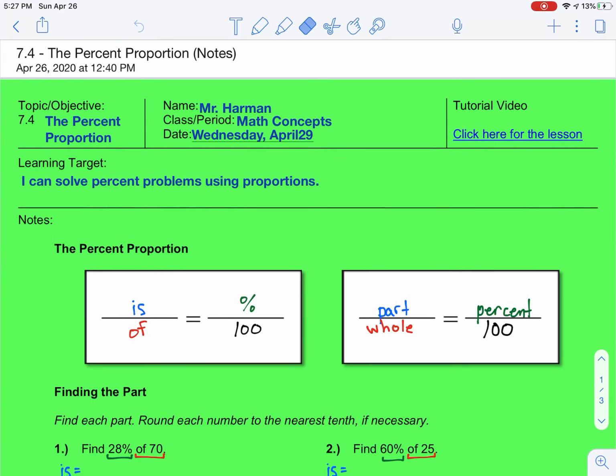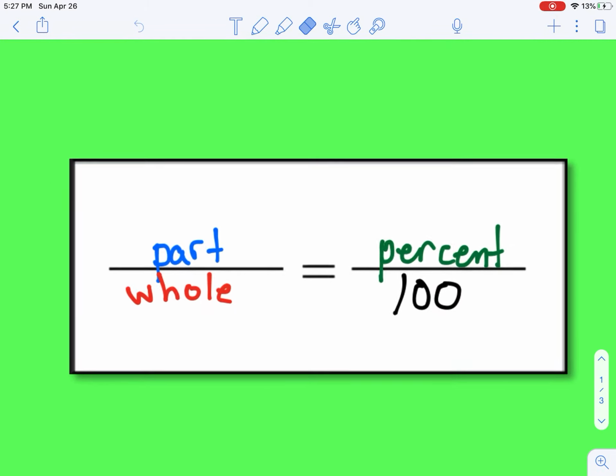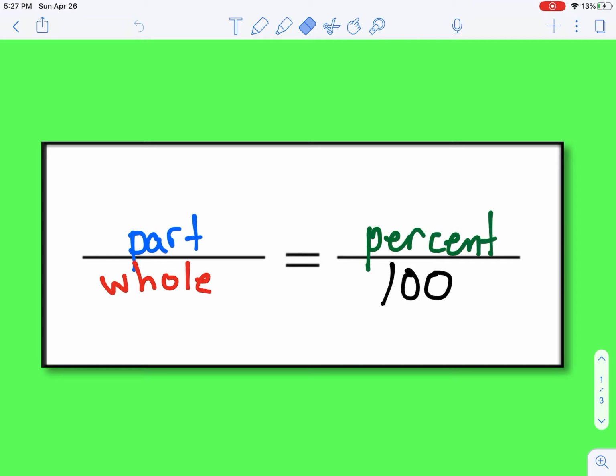So 7.4 is the percent proportion. Our learning target is I can solve percent problems using proportions. Now we have two different proportions that we're going to use. Part over whole equals percent over 100 is a super useful proportion for us when we're solving percent problems. Part over whole is just like a fraction. Think about if you eat 2 slices of pizza, you ate part of the pizza, and there was 8 total slices, that would be the whole.